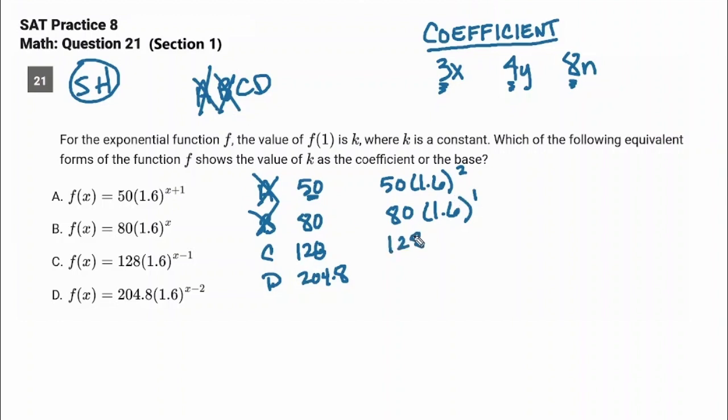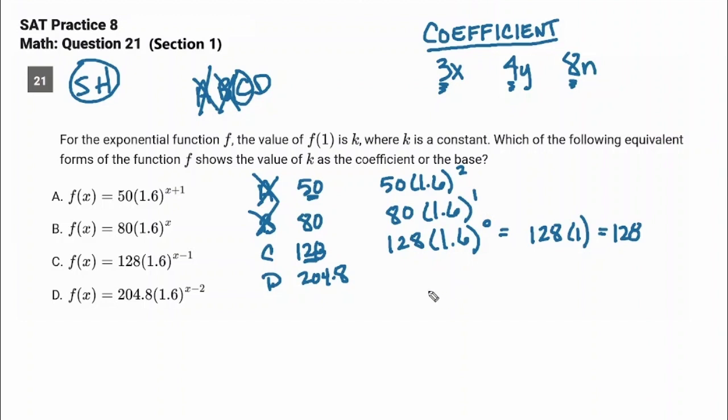128 times 1.6 to the x minus 1, to the 1 minus 1. What's that? 0. All right, this is interesting. There's a rule here that you got to commit to memory and know. Anything to the 0 power is 1. So what is 1.6 to the 0 power? It's 1. So all of this is just 128. So when we did the function, do we end up with the coefficient? We do. So C is the answer.